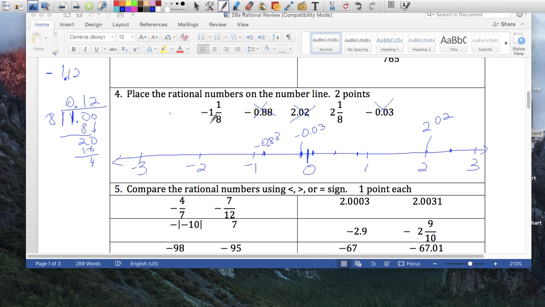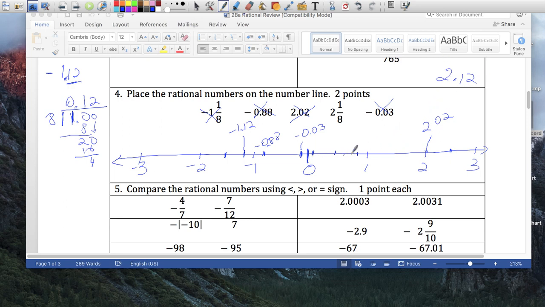So negative 1.12 should be, well, here's 0, here's negative 1, here's negative 1.5. Negative 1.12 should be very close to negative 1, just about here. Negative 1.12. And finally, we have negative 2 1/8. Well, we already did the 1/8. We know what 1/8 is, so it's going to be 2 point, and the 1/8 part is going to be 12, right? 2.12. So $2.12.